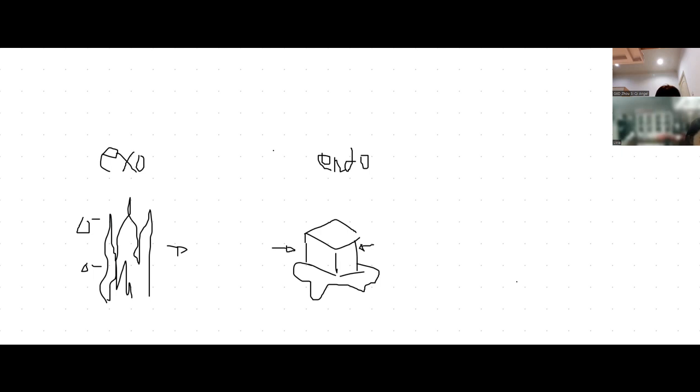Okay. So then we can conclude that the bonds in this one are 4 times 435, which is 1740 kilojoules.